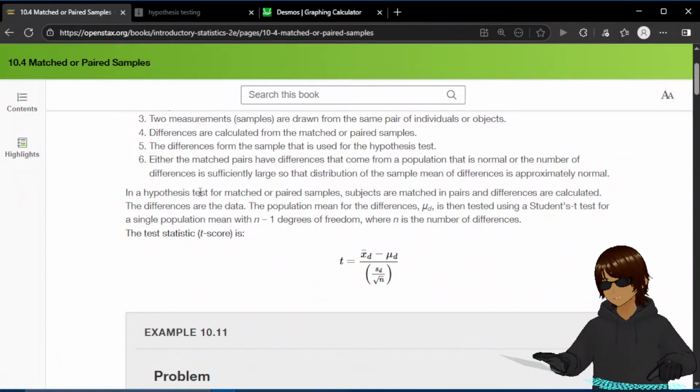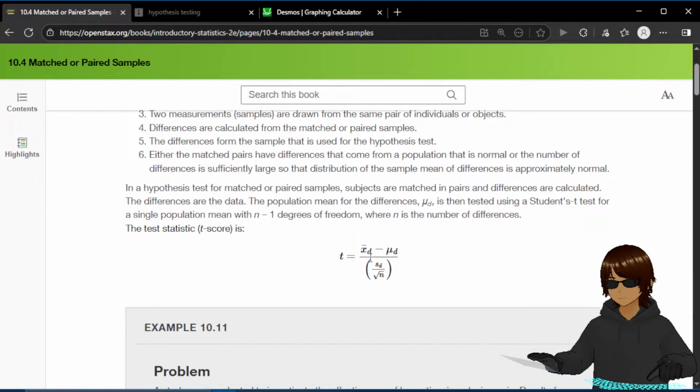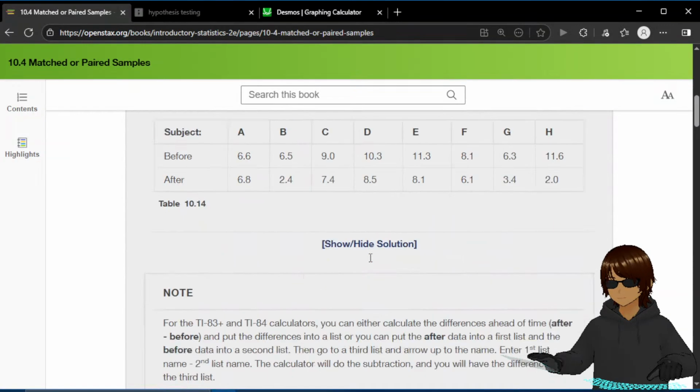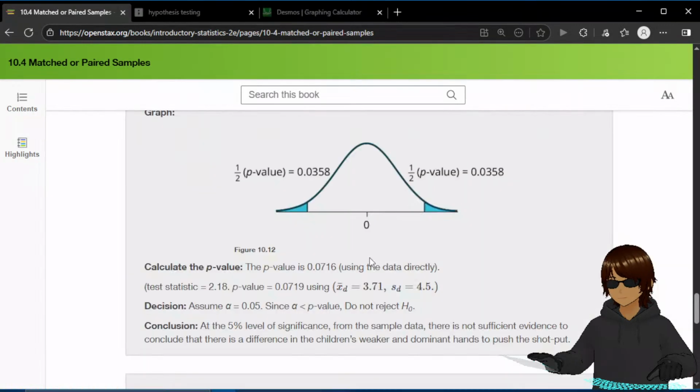In a hypothesis test for matched or paired samples, subjects are matched in pairs and differences are calculated. The differences are the data. The population mean for the differences, μd, is then tested using Student's t distribution for a single population mean with n minus 1 degrees of freedom, and n is the number of differences. The test score, the t score, is this. Okay, let's see.